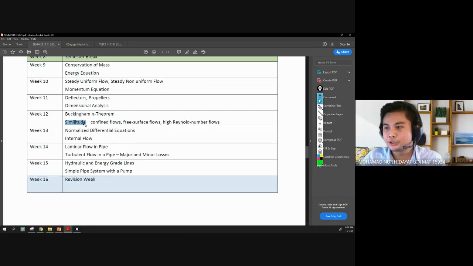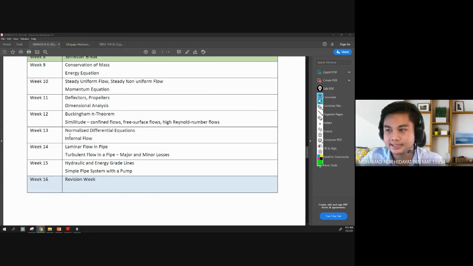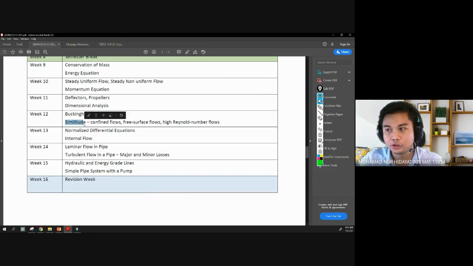Okay, so this one we have learned previously, the similitude. Remember, we expect the prototype from the model. So in the similitude, we should have the geometrical similarity, the kinematic similarity, and dynamic similarity, right? So we learned about confined flow, which is Reynolds number dominant. We have the free surface flow, which is gravity dominant. We have the high speed flow, which is Mach number dominant. Remember the Buckingham Pi theorem?